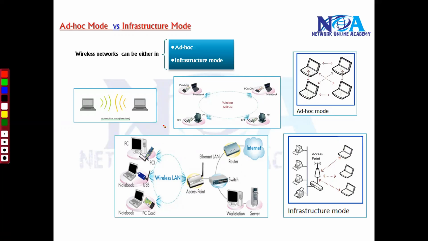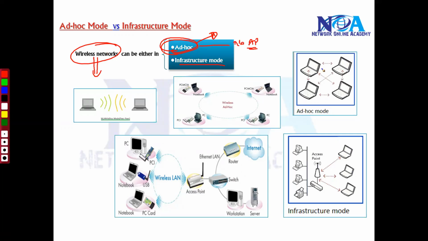Okay, the next thing we'll try to understand is the difference between two different modes of wireless implementations. Any of your wireless networks can be implemented in two different modes, like wireless LANs, either in an ad hoc mode or infrastructure mode. Now, the basic difference is simple. In the ad hoc mode, we don't use any access point.